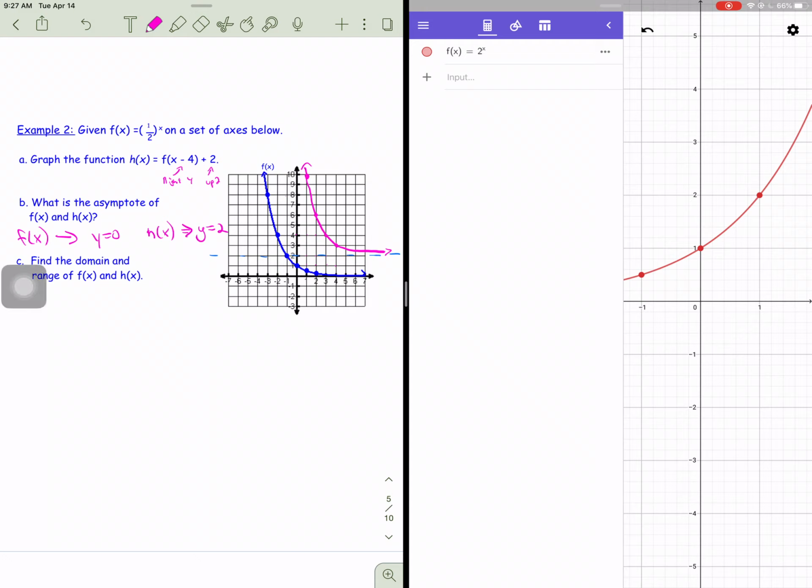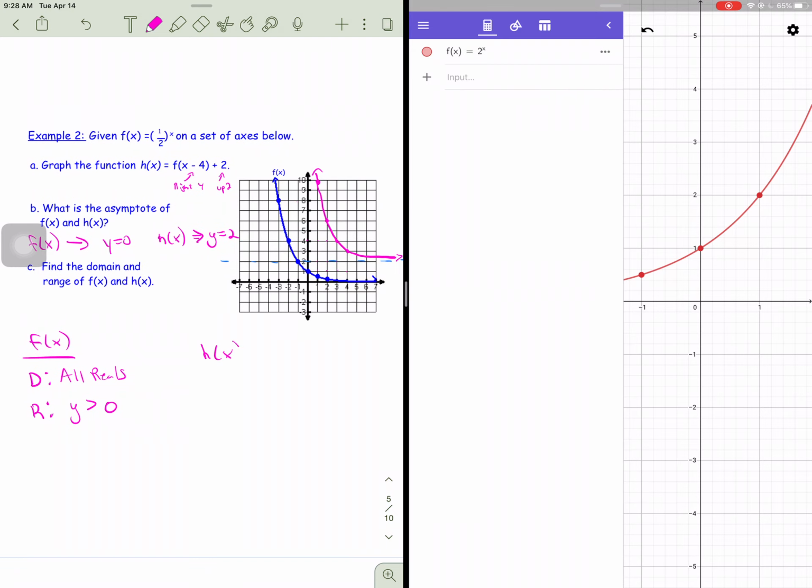Okay. Now, domain and range of f of x and h of x. Well, let's look at f of x first, the blue one. Forever left, forever right, and it can't go below 0. So the domain is all reals, and the range, y is greater than 0. Doesn't go below that. But for h of x, domain, still forever left and forever right, so that's all reals. Range, now y has to be greater than which value? Well, it doesn't go below 2.